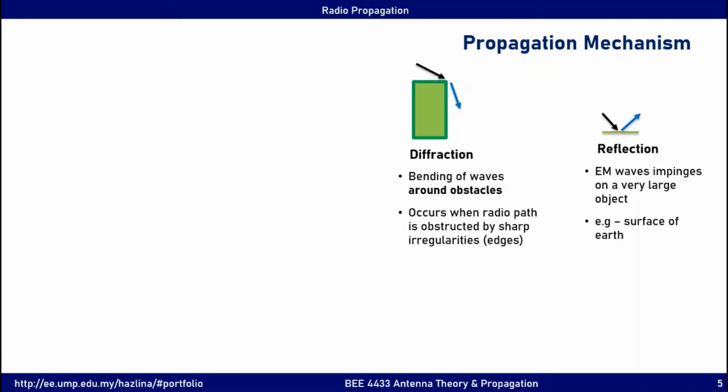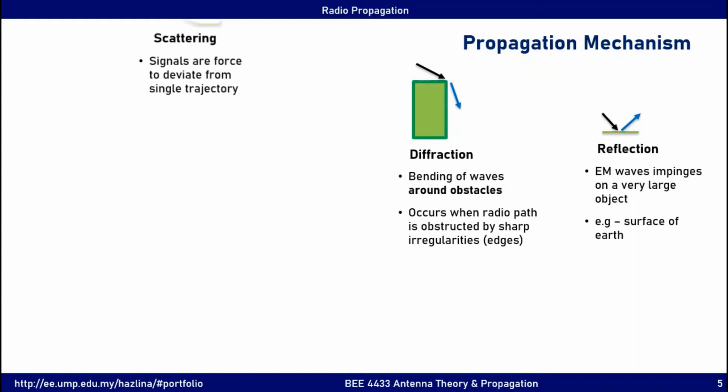Diffraction allows waves to bend around an obstacle even when there is no line-of-sight path between the transmitter and receiver. For example, objects in an indoor environment which can cause diffraction include furniture and large appliances, whereas in an outdoor environment, diffraction can be caused by buildings.